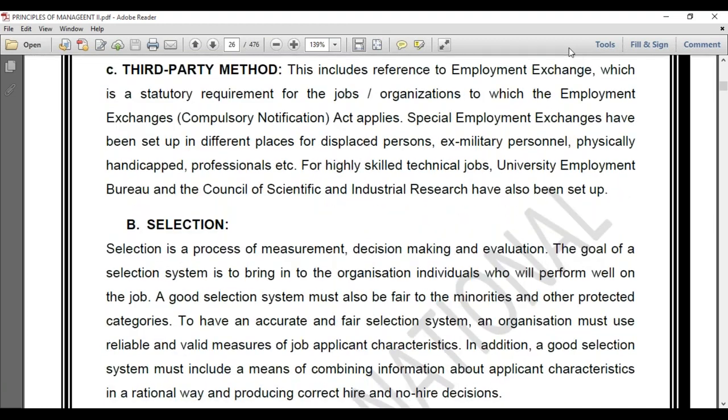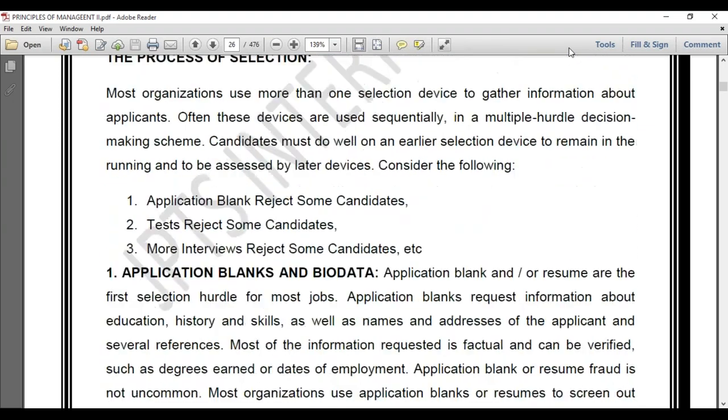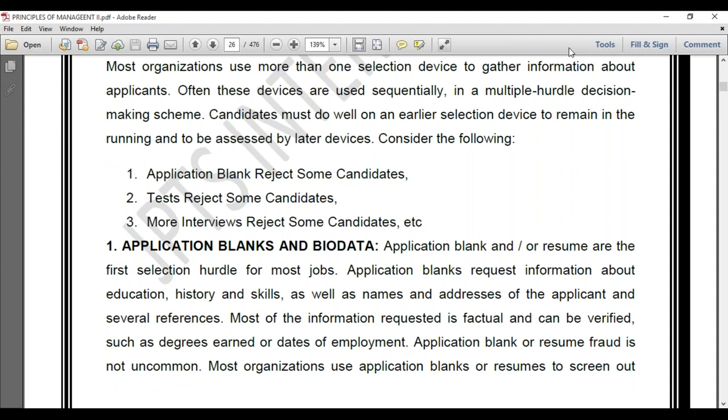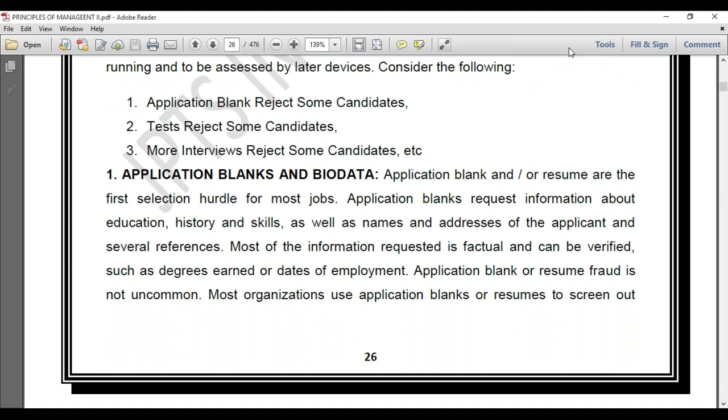From here, we look at selection. The selection processes include: one, application blanks and biodata; two, tests, rejecting some candidates; three, interviews, rejecting some candidates. So what do I mean by this? Under application blank, we mean the process of bringing in your curriculum vitae, your resume. That is the first point of selection. Not every application that comes in will be selected for invitation. You first screen the application.